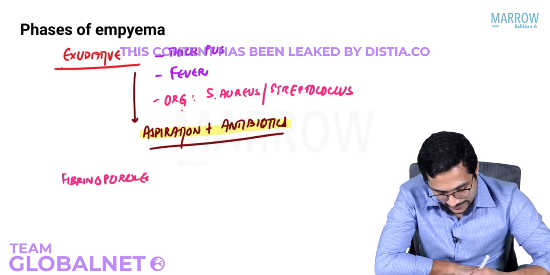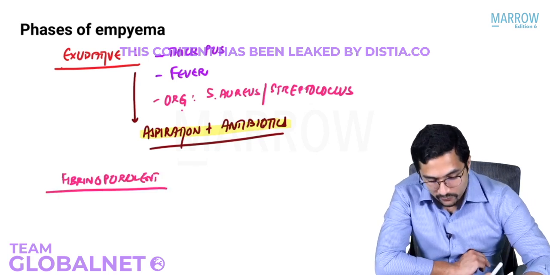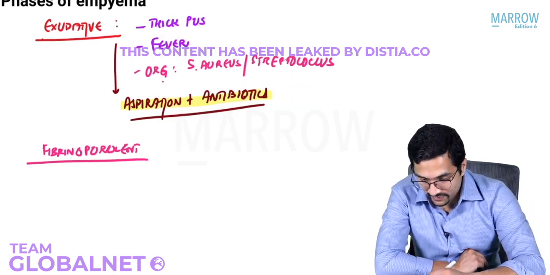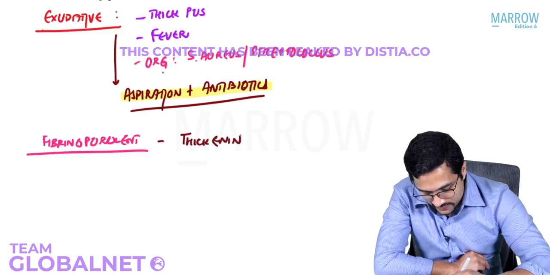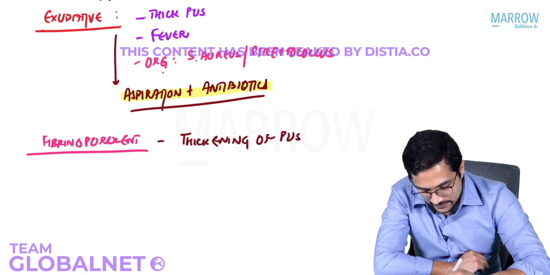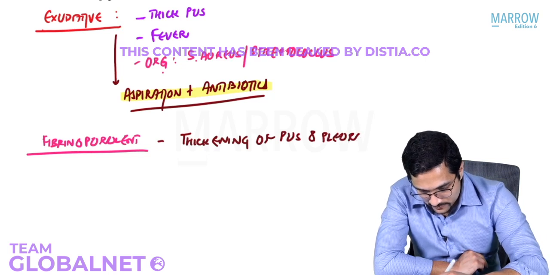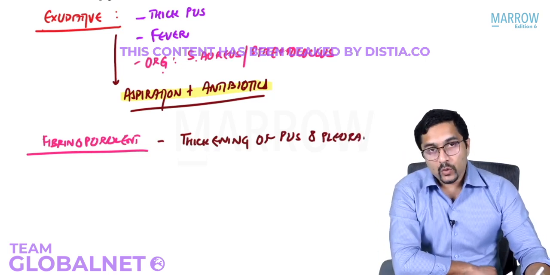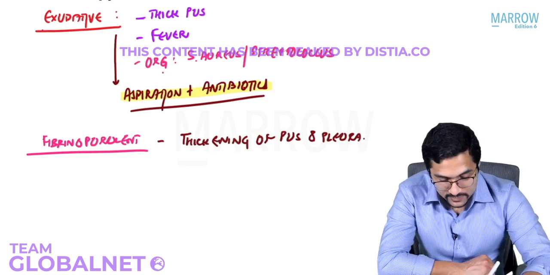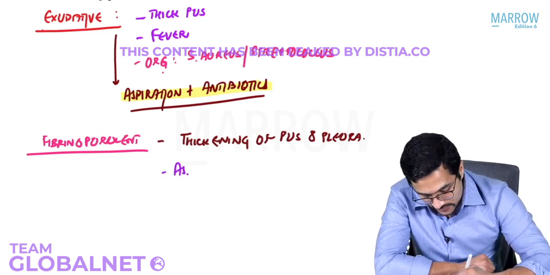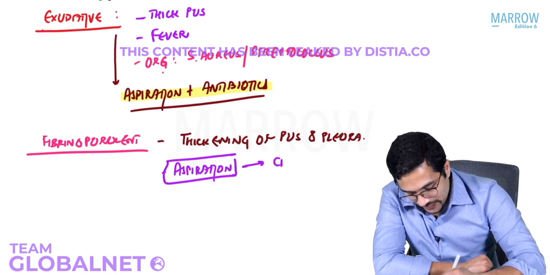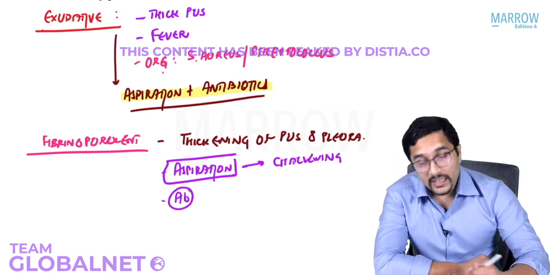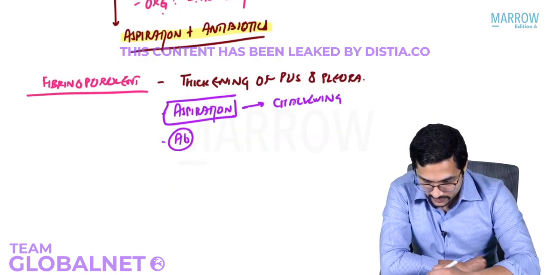The second phase is the fibrinopurulent phase. As the name suggests, some amount of fibrosis will start occurring in this phase, right? So there is thickening of the pus and the pleura, and aspiration can become slightly challenging here. But it has to be done, and antibiotics have to be given in these patients.